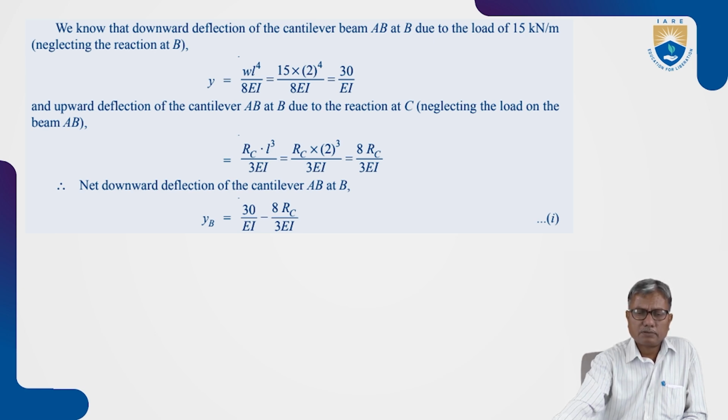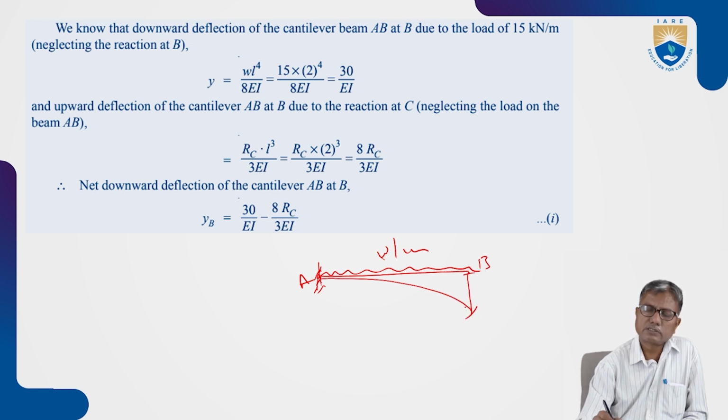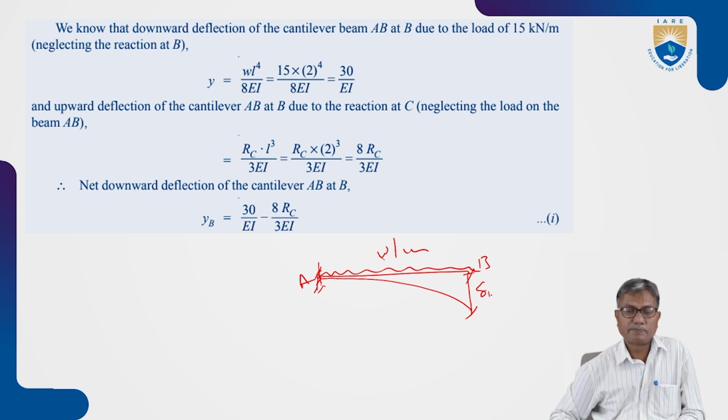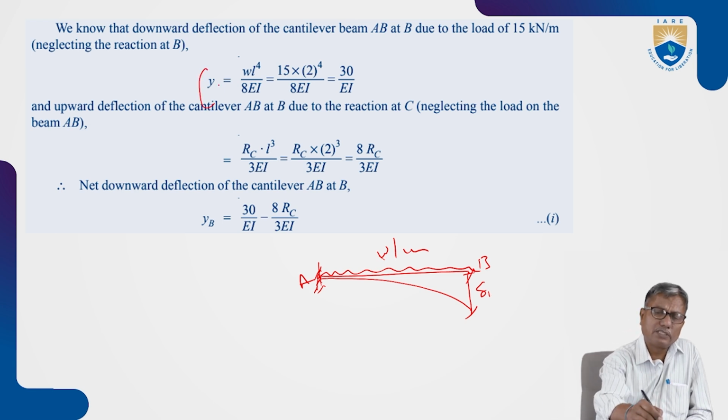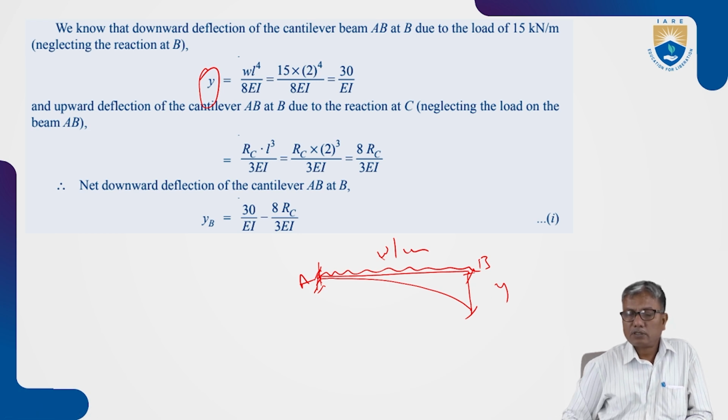Without support at B, the beam AB under the action of UDL deflects by delta 1, or here we are calling it Y. Let it be Y. It deflects by Y in the downward direction. That is, without support, the deflection at B is Y.